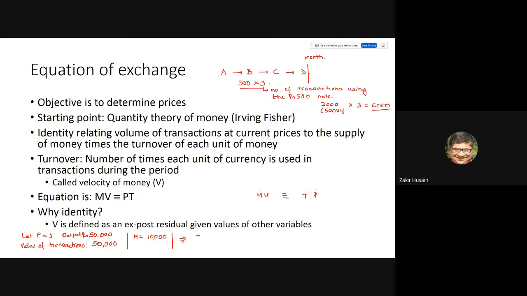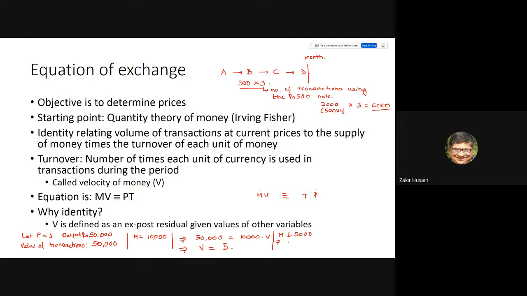So it is basically 50,000 equal to 10,000 into V. So what is V here? V will be 5. Now suppose I reduce the money supply. The money supply is reduced to 5,000.